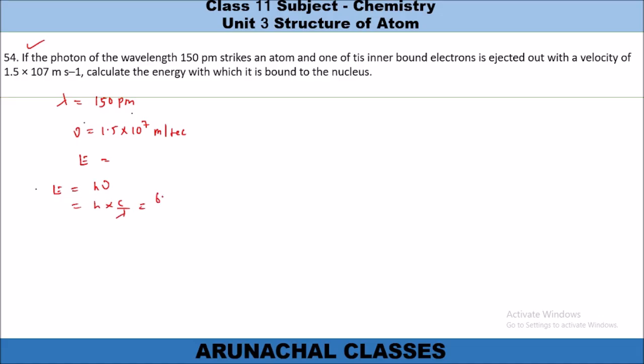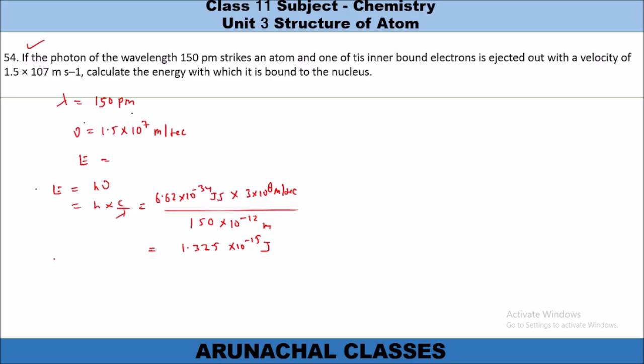So h value is 6.62 into 10 power minus 34 joule second, multiplied with c value, 3 into 10 power 8 meter per second, divided by lambda, that is 150 into 10 power minus 12 meter. When it is solved, it will be 1.325 multiplied with 10 power minus 15 joule.